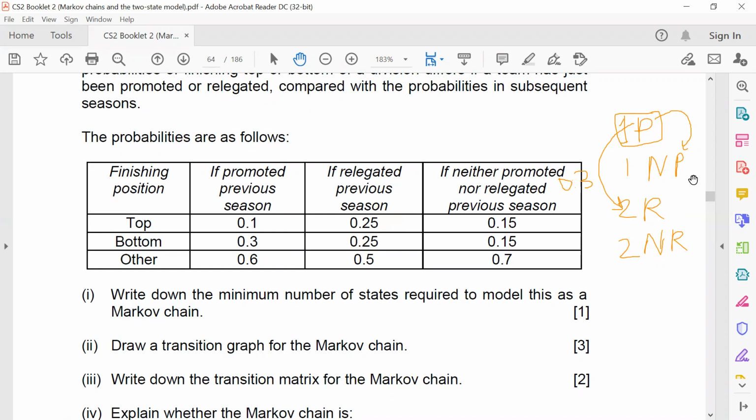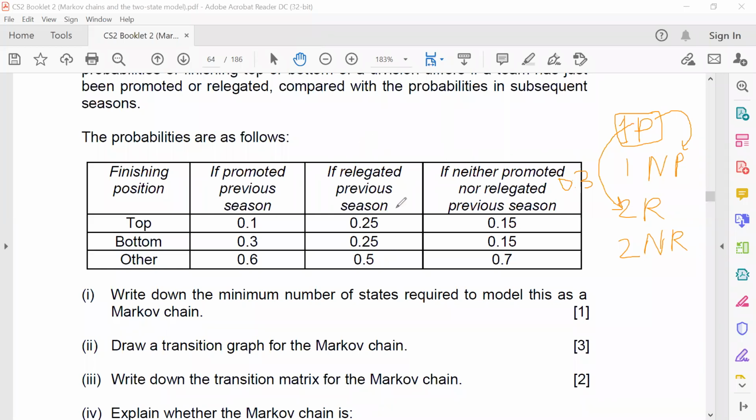Okay, so again, no wait. If you are relegated in the previous season, that means you are at 2R. Now you are at 2R, but you want to see where you go next. Do you go to 1P or do you go to 1NP? If I'm relegated in the previous season and I top this year, which will happen with the probability of 0.2. Okay, this is very difficult for me, so I'm not going to do this first. Let me just check about these other ones.